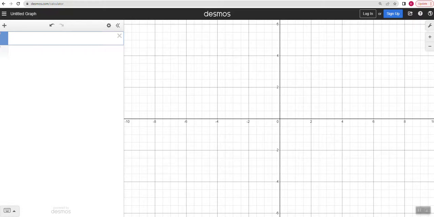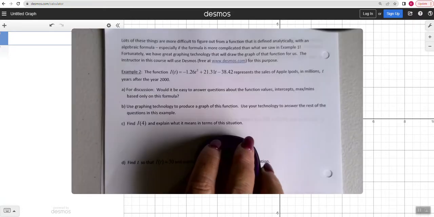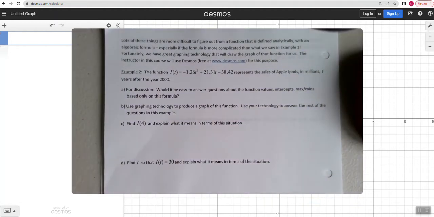This is the second part of section 1.4. We're going to continue here with example 2.